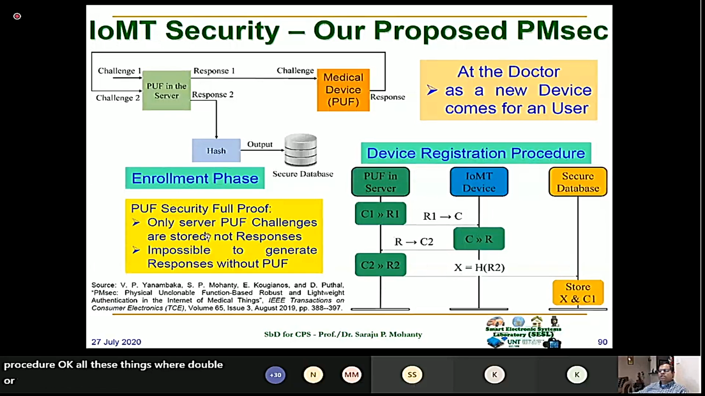And the important point is that we are not storing these responses. Okay, we store only the server PUF challenge. Okay, so this one challenge we store. Okay, the rest are all generated on the fly. As a result, there is no security flaw. Okay, people cannot hack. One can only get access if these two PUFs match with each other.